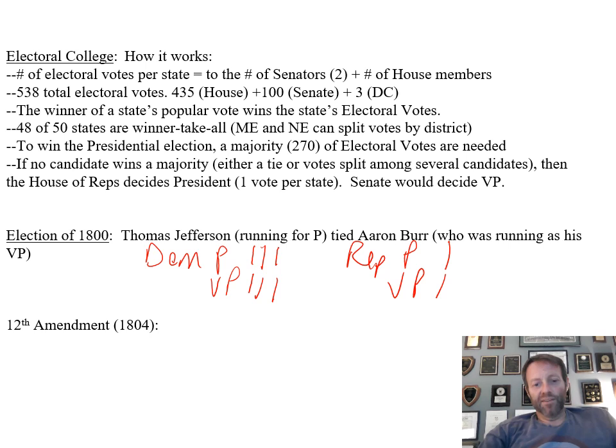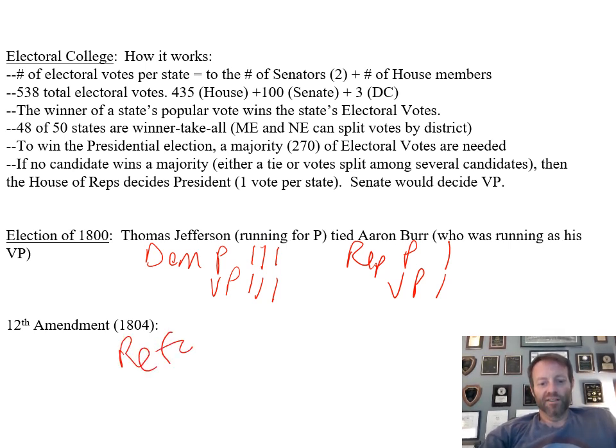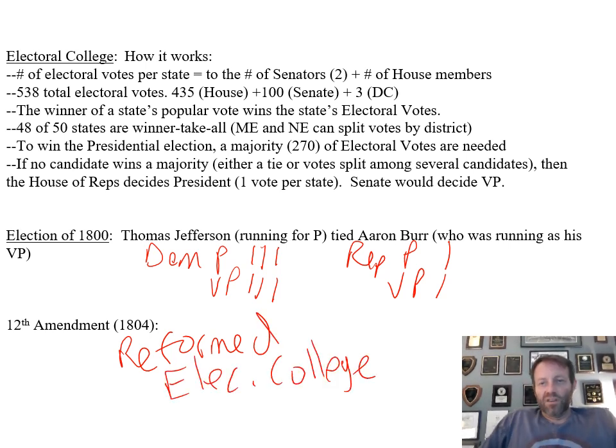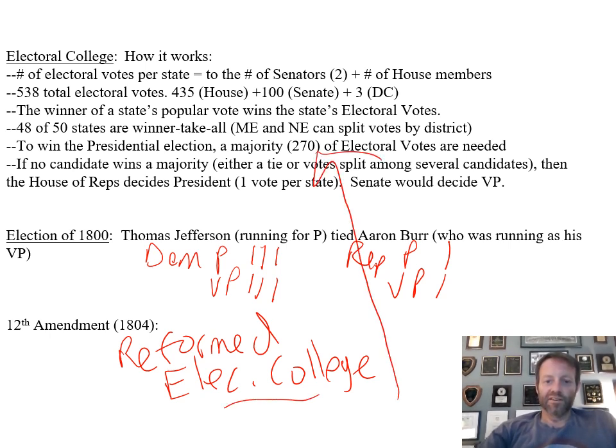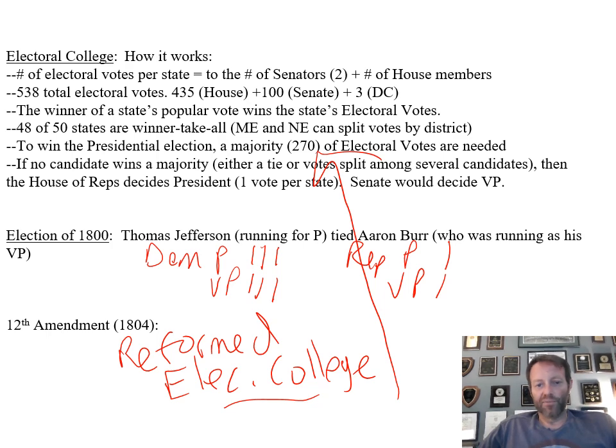The 12th Amendment then was the result of this election. What it basically did is totally reform the Electoral College. The Electoral College that we know now was from the 12th Amendment. So that's all laid out in the 12th Amendment, how that works.